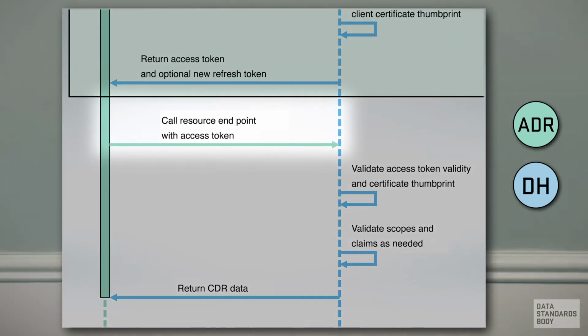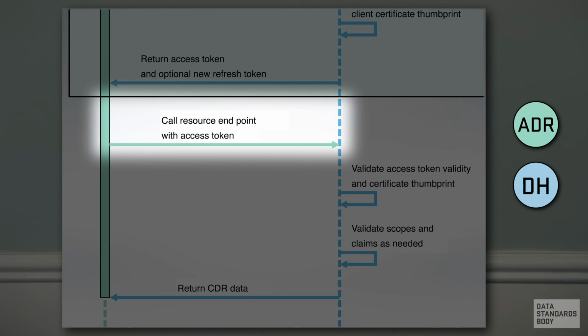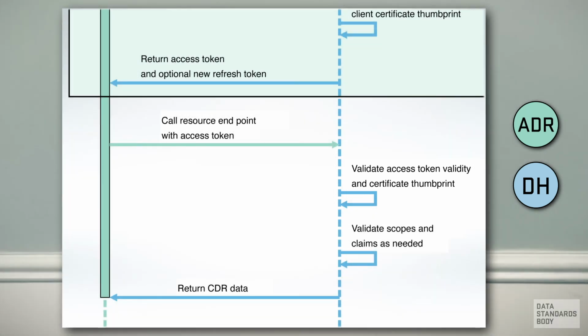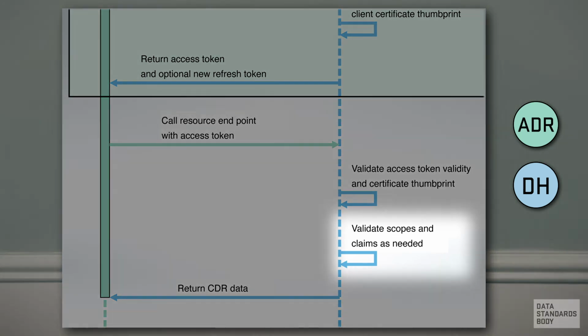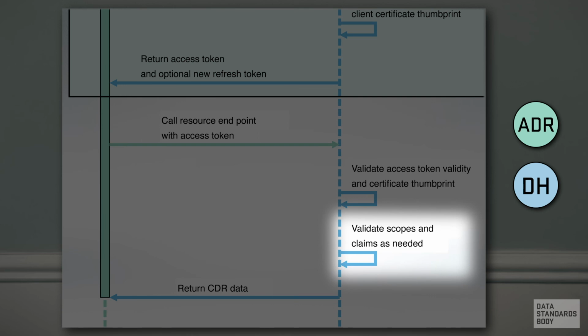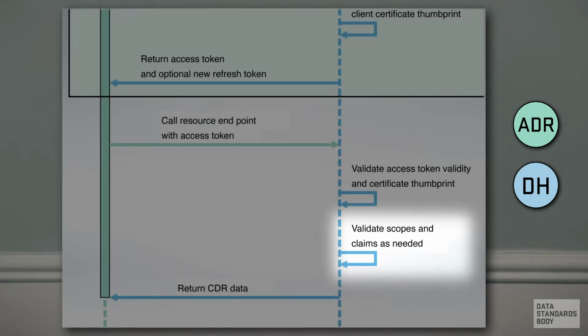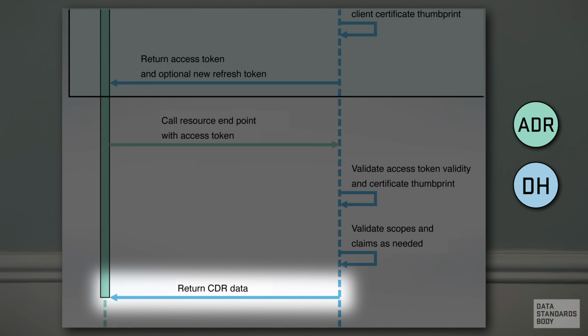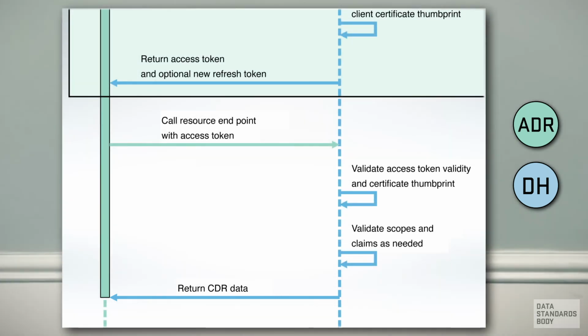Then the ADR would call whichever resource endpoint with the access token. The data holder would look at the access token and check that it's valid and signed properly, and depending on how they've constructed it, they'll check it, and they'll confirm holder of key, and then they will validate the scopes and claims associated with the consent that the access token represents, and make sure that the call being made is within those scopes and claims, and then they'll return the CDR data. And that's the end of the story, as they say.